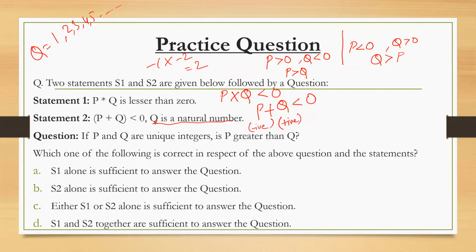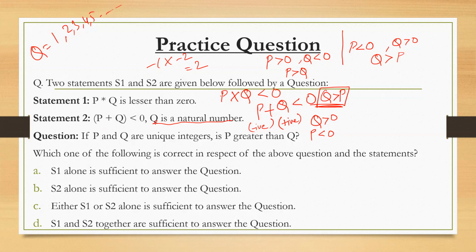Are you getting this, Raghavan? Then only you will have P as a greater negative number, then only you will have P plus Q as less than 0. That means Q is positive, that means Q is greater than 0, and P is negative, that is less than 0. So here what we are getting? The nature is Q is greater than P. This is what we are deducing from the second statement.